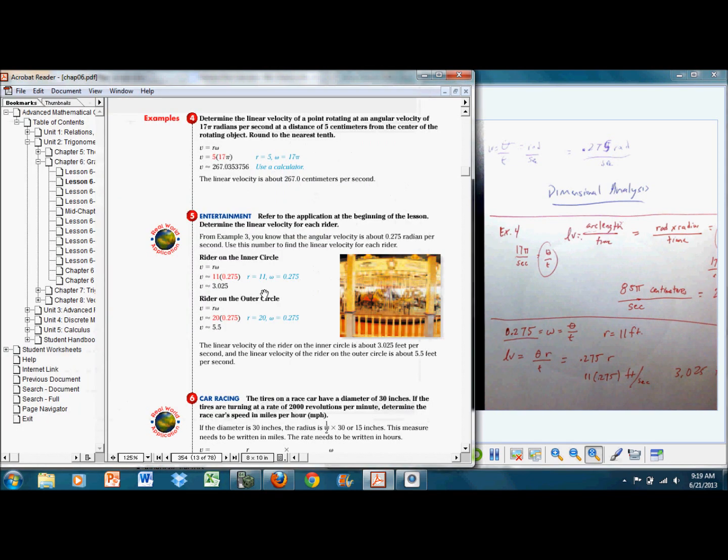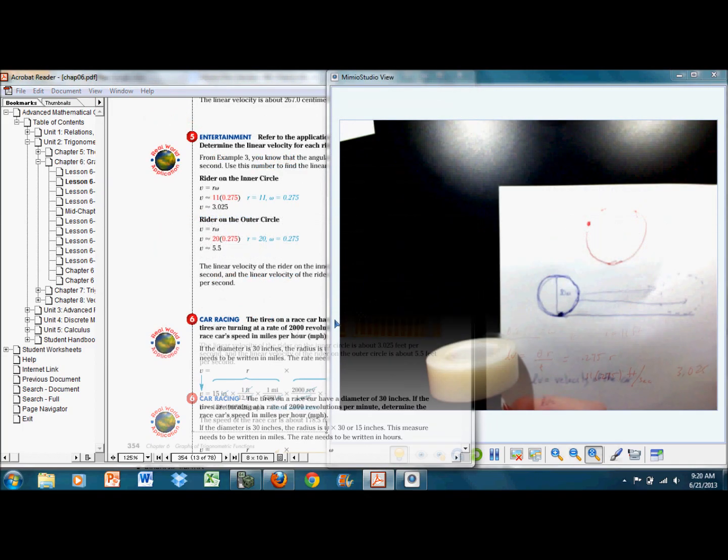Then the problem also has a part B. It says there's a rider on the outer circle of a carousel. Now the outer circle of a carousel is 20 feet from the center. Okay, so instead r would be 20, and you do the same computation, 20 times 0.275, and you figure out the velocity is about 5.5 feet per second. Okay, so you could tell that if you're on the outside of the carousel, you're actually going a lot faster than on the inside. Let's take a look at example 6.